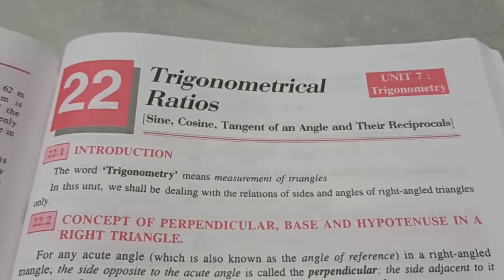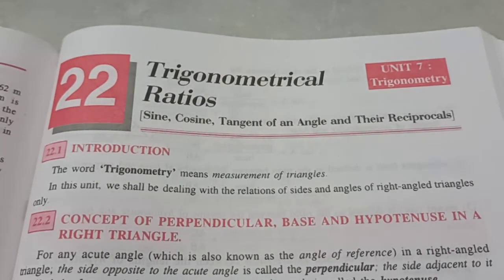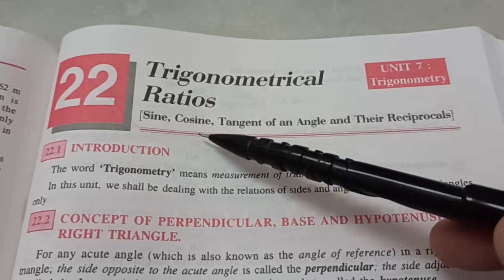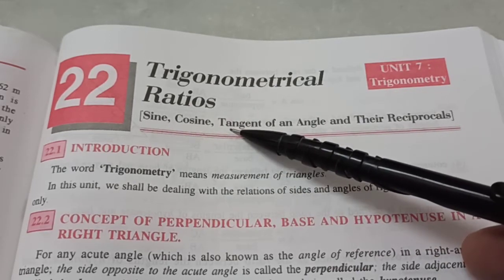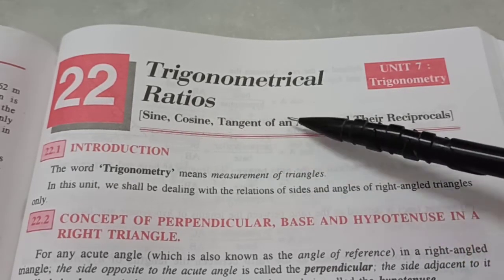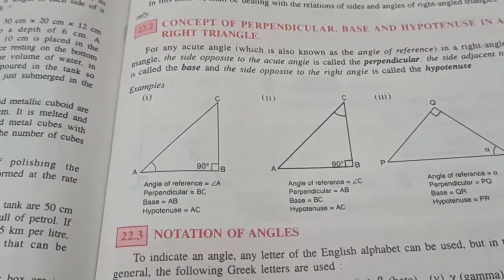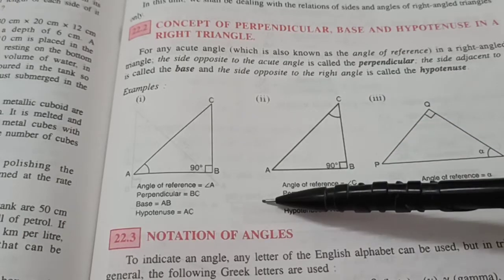First, let's understand the definitions of the trigonometrical ratios. We have sine, cosine, in short we call it cos, tangent, which we call tan, and then we have their reciprocals. Now this is applicable only for right angle triangles.